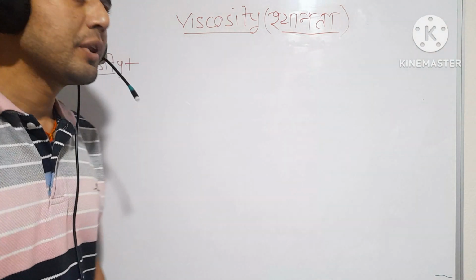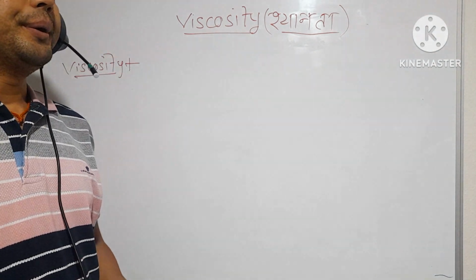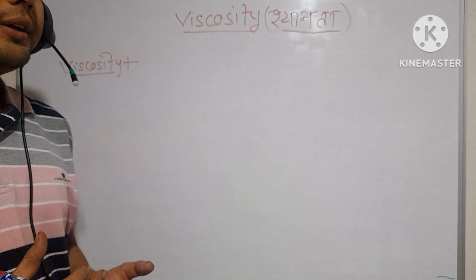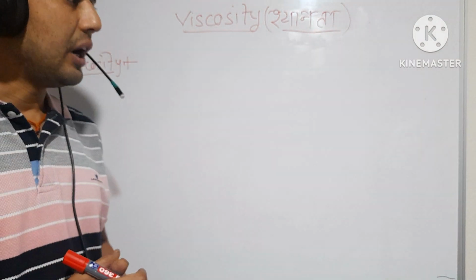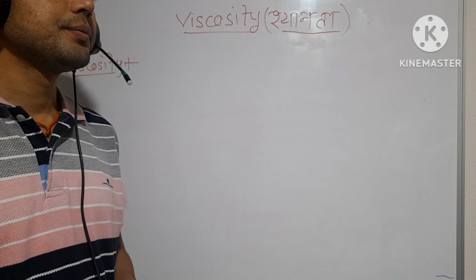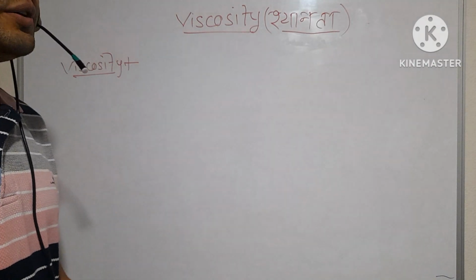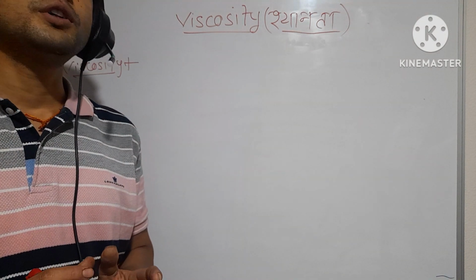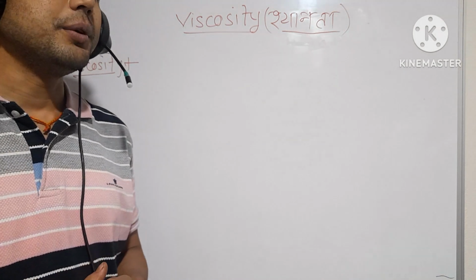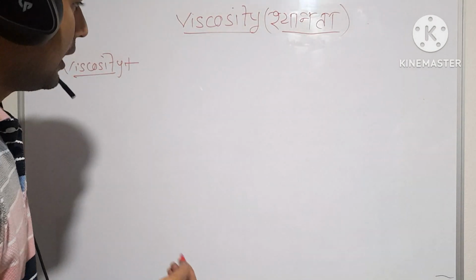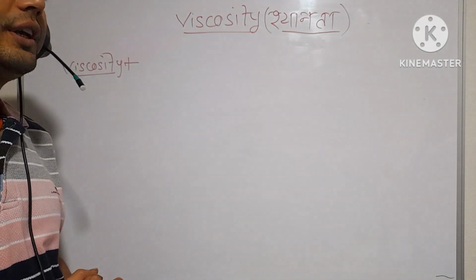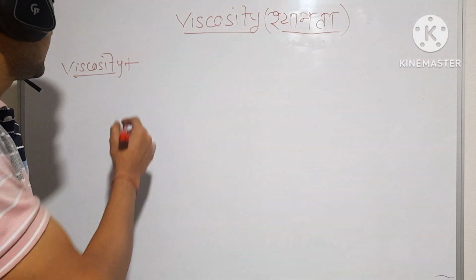A fluid with a low viscosity is said to be thin, while a high viscosity fluid is said to be thick. It is easier to move through a low viscosity fluid like water than a high viscosity fluid like honey. I have given you all example already. Now we tell about the viscous force.